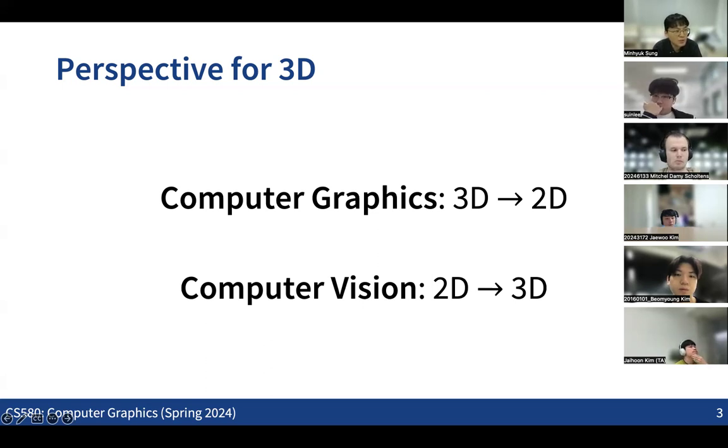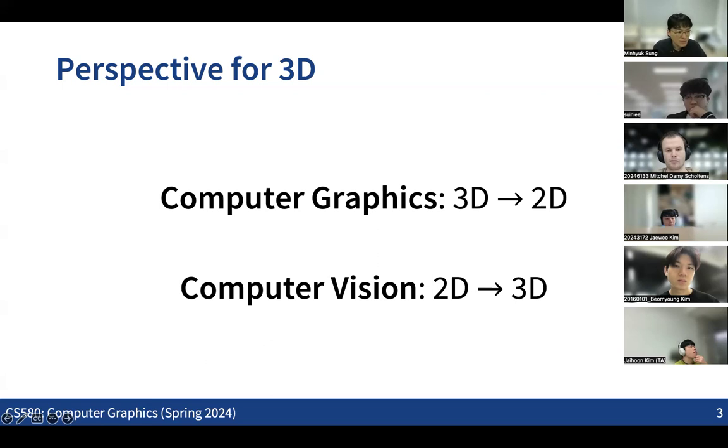So what we are going to discuss today is slightly more about the vision perspective, in terms of how we do 3D reconstruction from the 2D. But you can also see that this 2D to 3D reconstruction is quite related to the rendering process, 3D to 2D. We are going to see how these two different perspectives can be interweaved with the rendering pipeline.